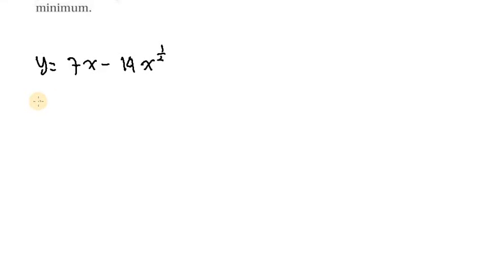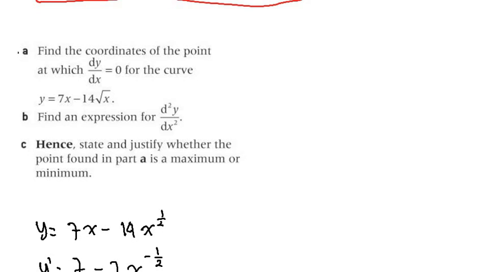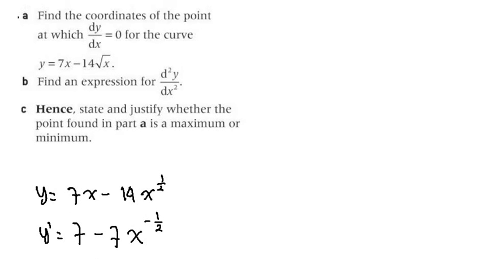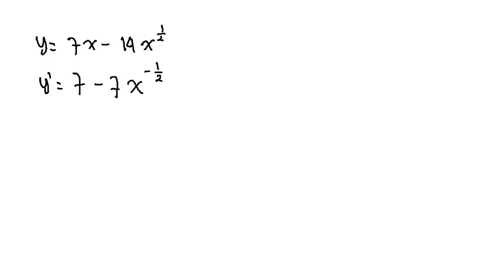So the first derivative y prime equals, 7x becomes 7. 14 times half is negative 7, x to the power of half minus 1 is negative 1 over 2. So this is the first derivative. We have to find when the first derivative is 0, then find the coordinate of the point.